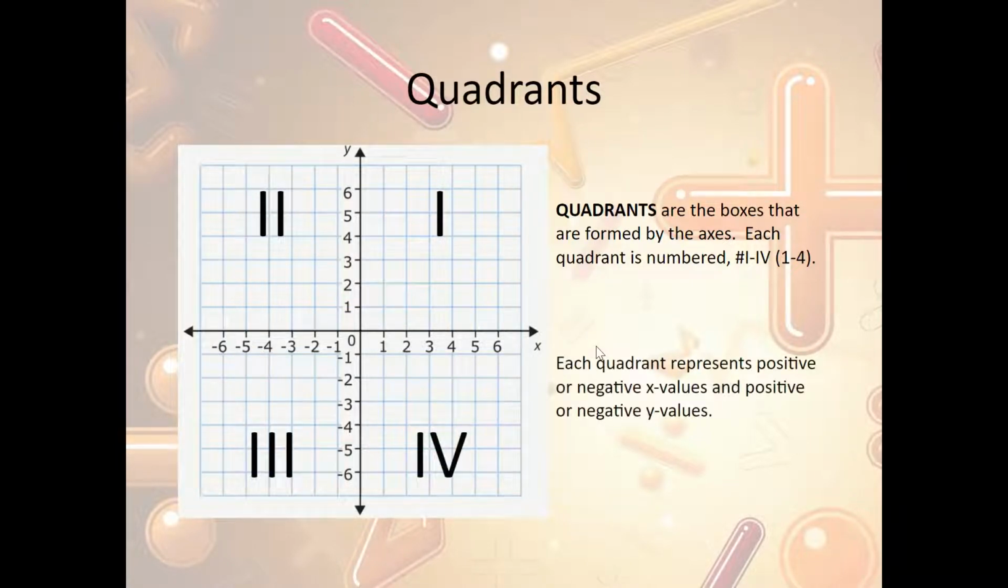Notice each quadrant represents positive or negative x values and positive or negative y values. For instance, quadrant 1 represents positive x values and positive y values. Quadrant 2 represents negative x values and positive y values. Quadrant 3 represents negative x values and negative y values. And quadrant 4 represents positive x values and negative y values.